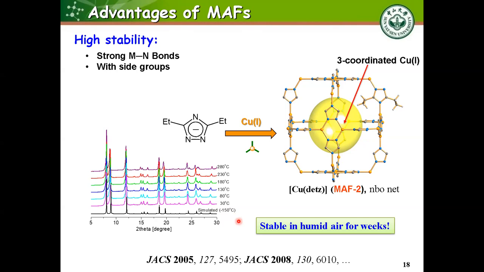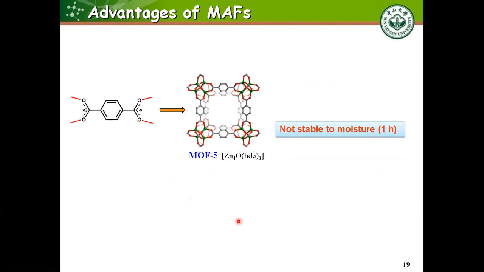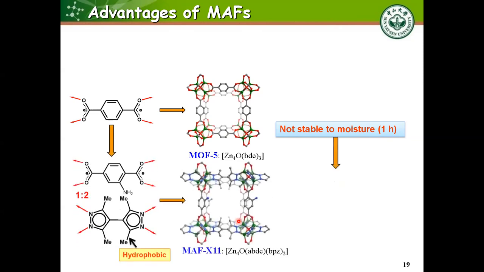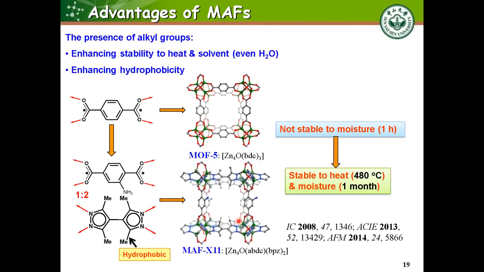The presence of alkyl groups provides protection of the metal center from attack by water molecules. This alkyl approach can also be used for enhancing the stability of MAFs. For example, MAF-5 is rather unstable in humid air. By using a structurally similar bisthiazolate to replace part of the dicarboxylate ligand, we can construct a mixed-ligand MAF similar to MAF-5. With the replacement of this pyridine, the new MAF-X11 is structurally very similar to MAF-5, but it is much more stable in moisture.